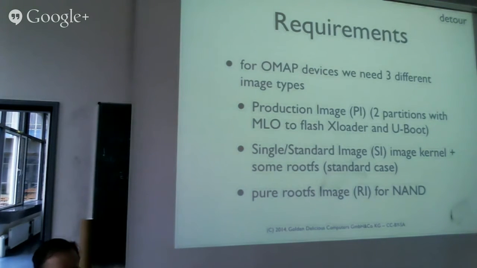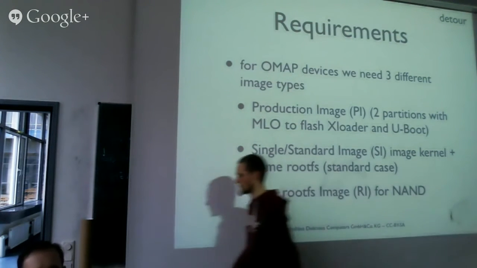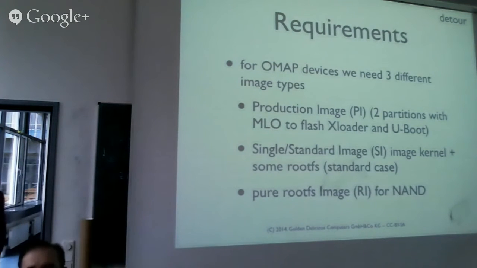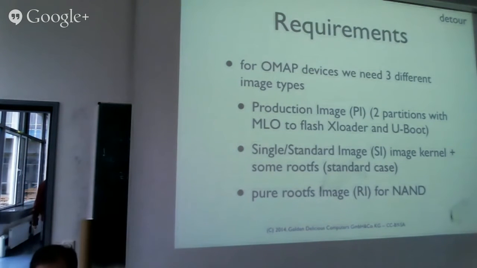Finally, for the NAND flash, we need a special image, especially because the kernel cannot be included in the NAND root file system. Because there's no FAT partition, there's no X partition, there's a JFFS2 or a UBIFS, and the kernel is stored completely separately.